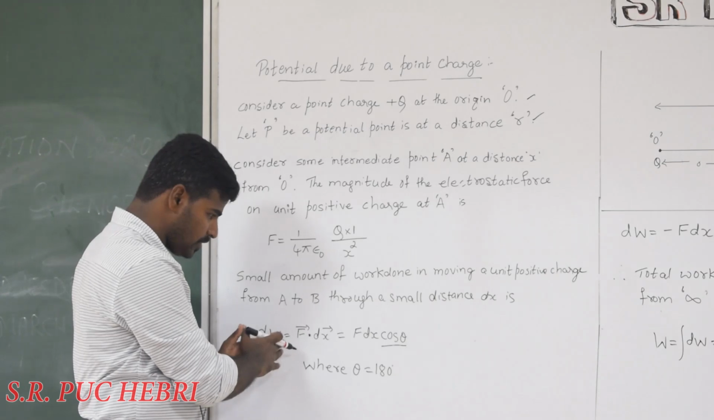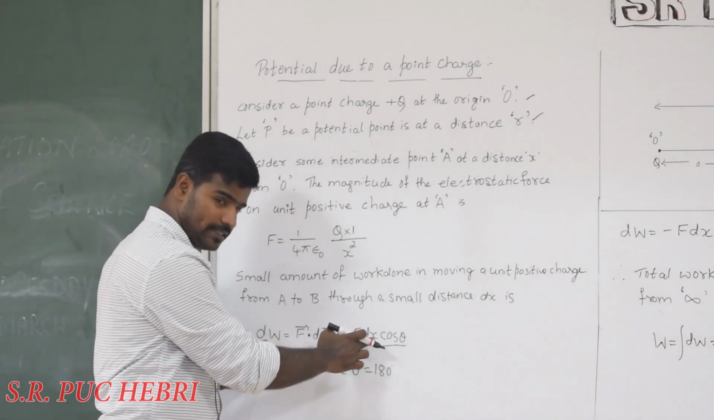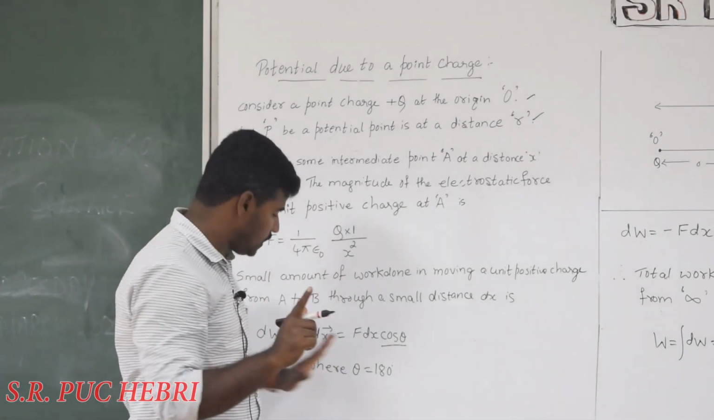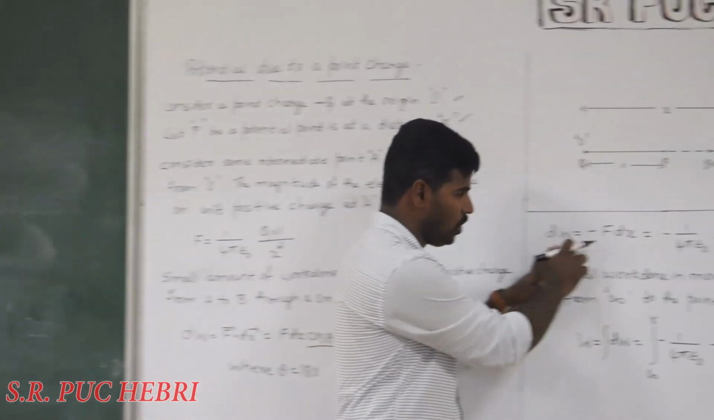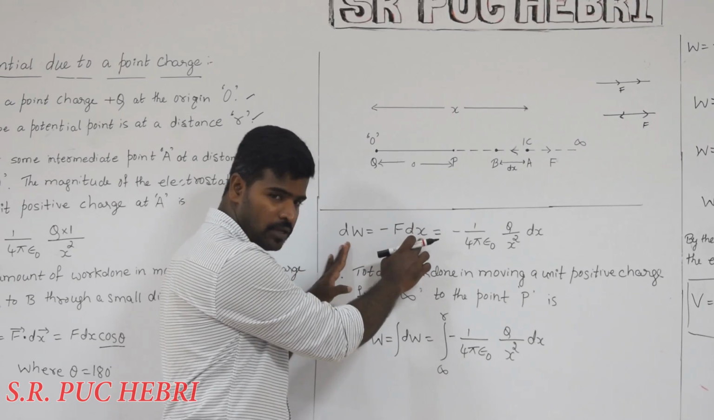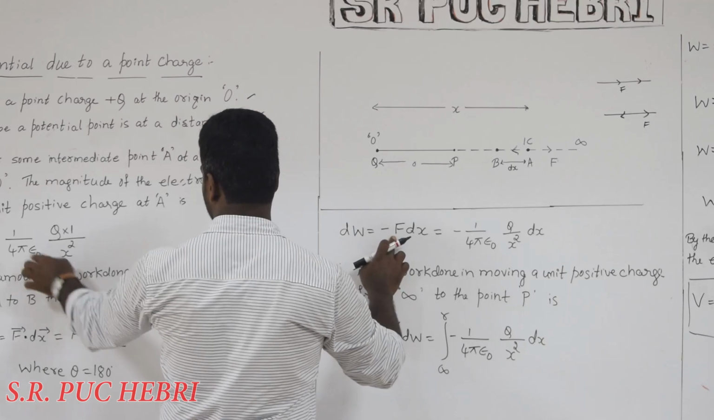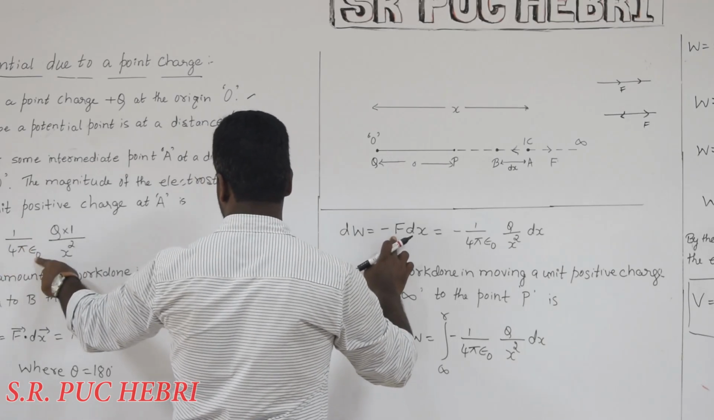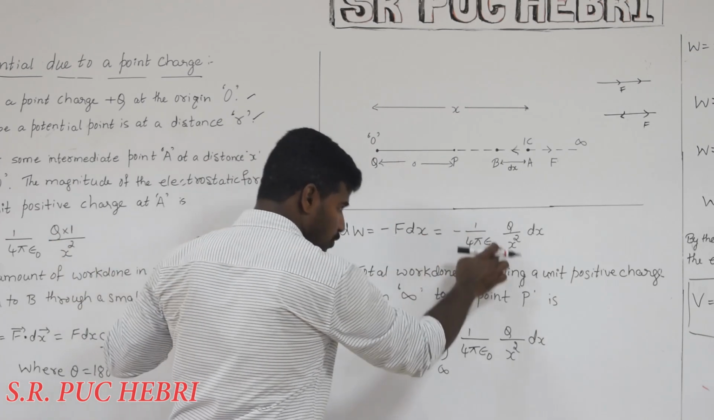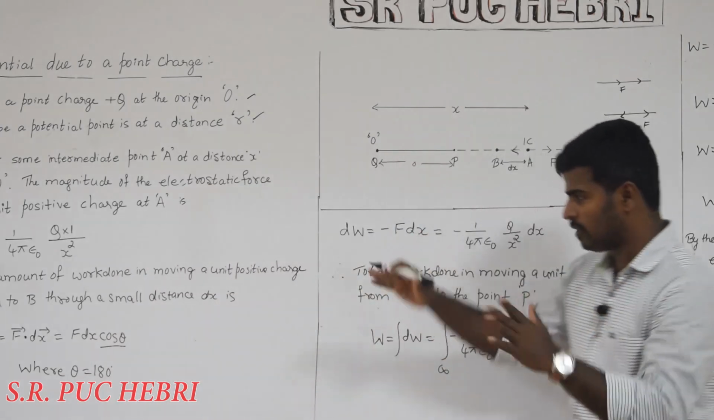Therefore the same equation is considered as dw is as usual F times dx cos 180. The value of cos 180 will be minus 1. Therefore the same equation is written as dw is equal to minus F times dx. Now, according to the first equation, the value of F is equal to 1 by 4 pi epsilon naught Q times 1, that is Q divided by x square, which I substituted here. dx is as usual. I hope you have understood the terms up to here. I will move ahead.